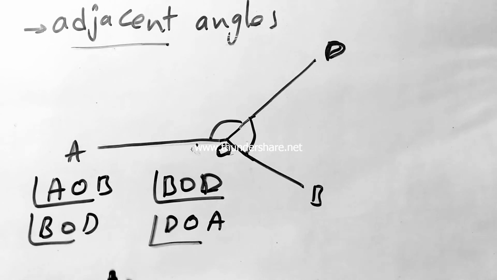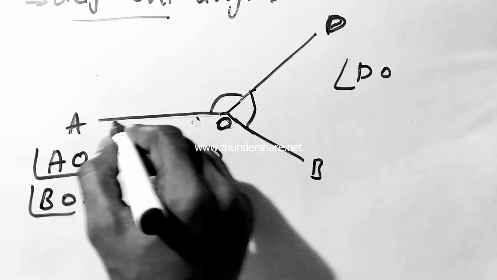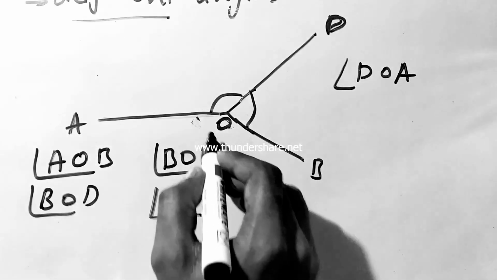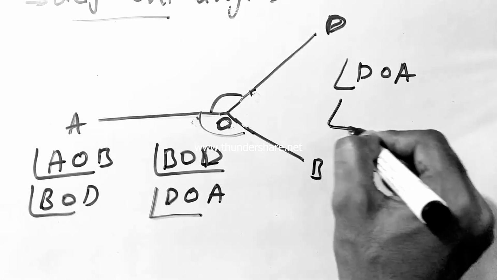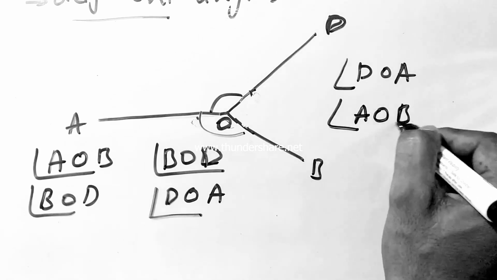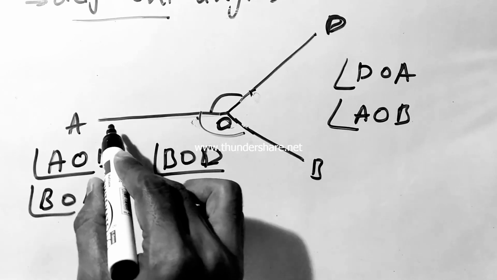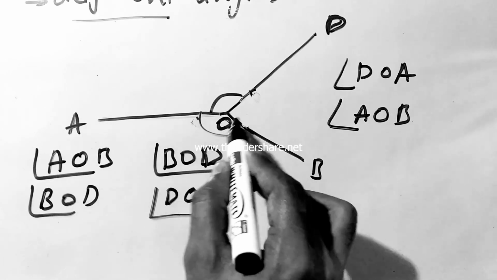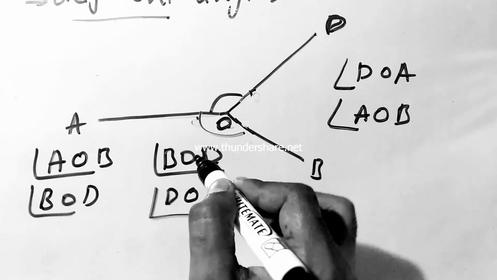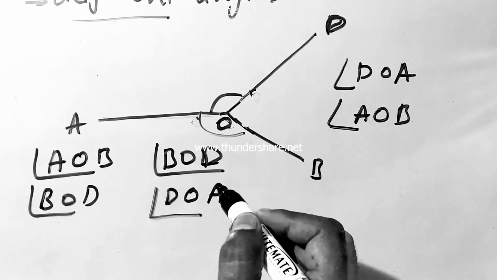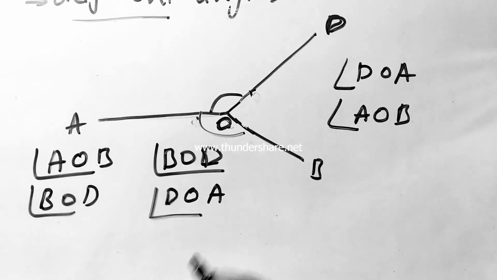And another combination also: DOA, this one angle, and this angle AOB. These are the two adjacent angles. So having the common arm and vertex makes two angles which are side by side. These are the adjacent angles. So do not confuse them with linear angles. Let me explain linear angles.